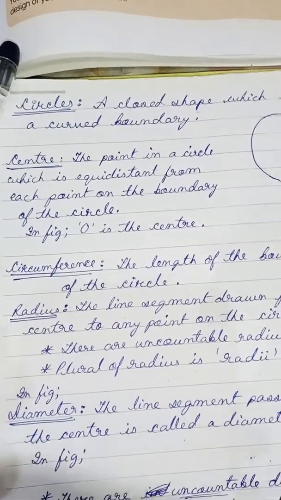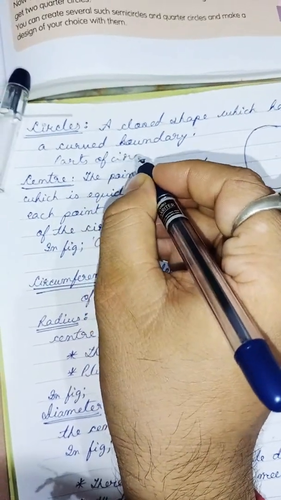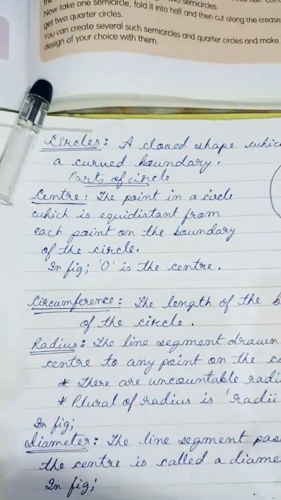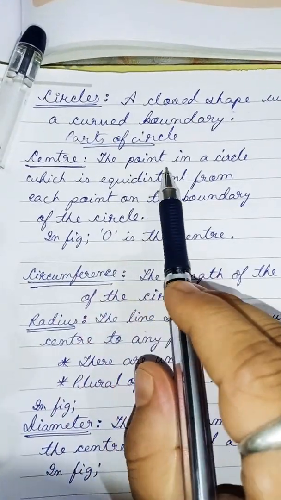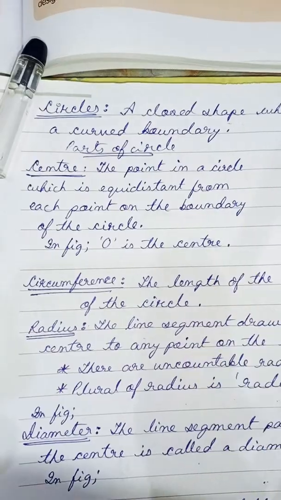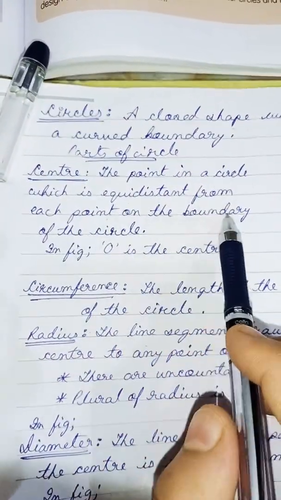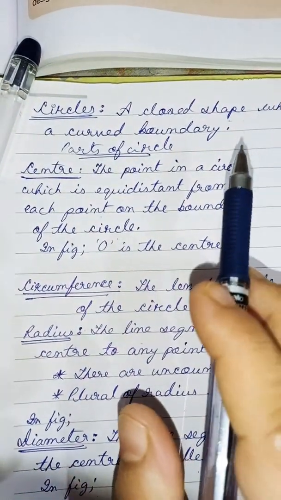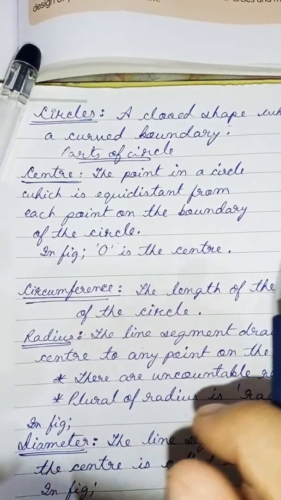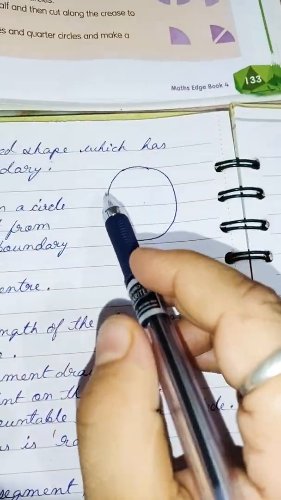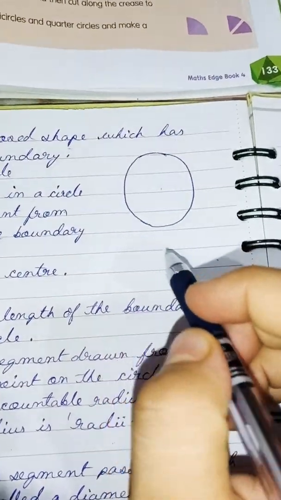Now we come to the parts of circle. Parts of circle. So first is center. So if I want to define the center, the center is a point in a circle, in a circle means inside the circle, which is equidistant from each point on the boundary of the circle. Equidistant means equal distance. Boundary means this is the boundary. The curved line of the circle is known as the boundary.